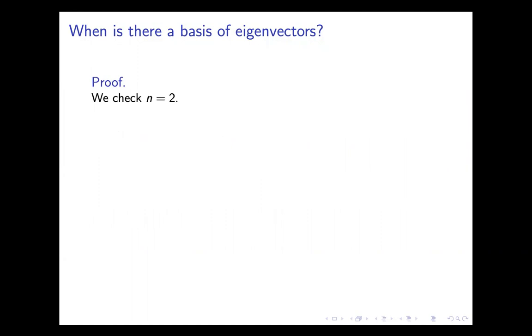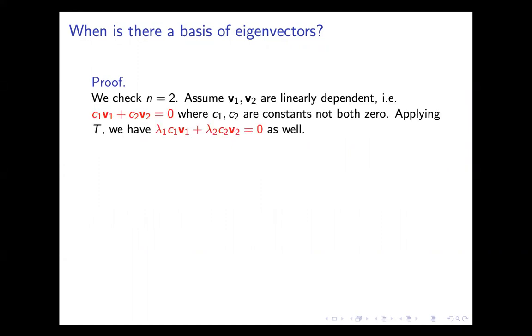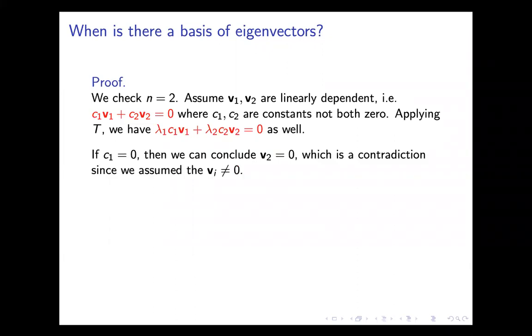First, check for n equals 2. Assume V1 and V2 are linearly dependent. So there is a non-trivial linear combination of those vectors with coefficients C1 and C2 which are both non-zero. Let's apply the operator T to this linear combination. Because V1 and V2 are eigenvectors, we have this equal to lambda 1 C1 times V1 plus lambda 2 C2 V2 is equal to 0 as well. If C1 is equal to 0, we know that C2 is not equal to 0, so we have to conclude that V2 is a zero vector, which is a contradiction because we assumed in the beginning that they are non-zero.